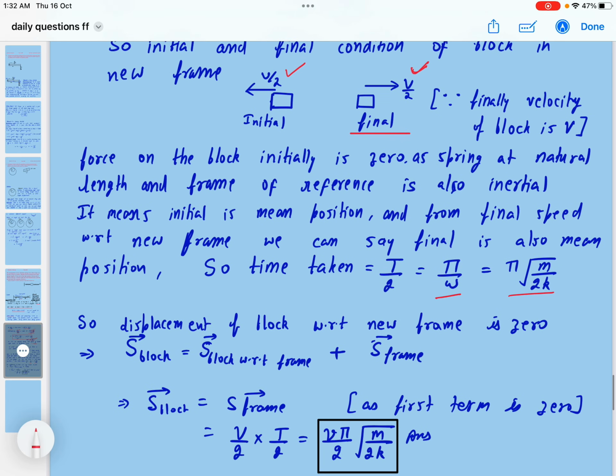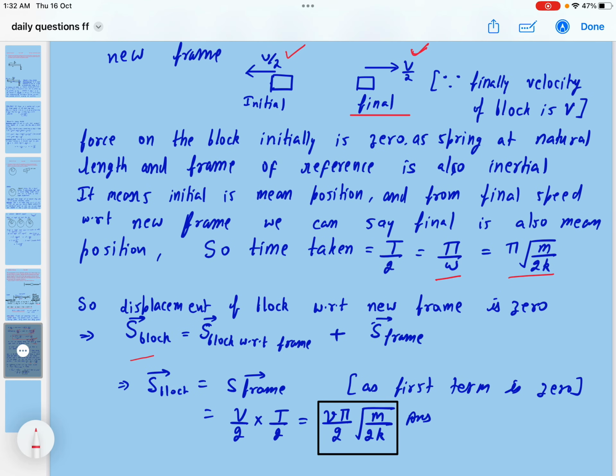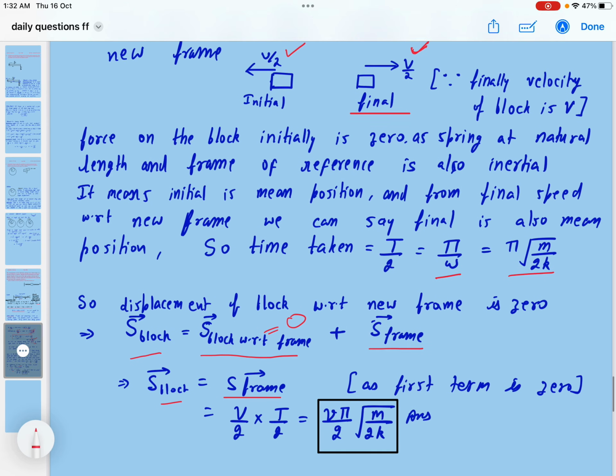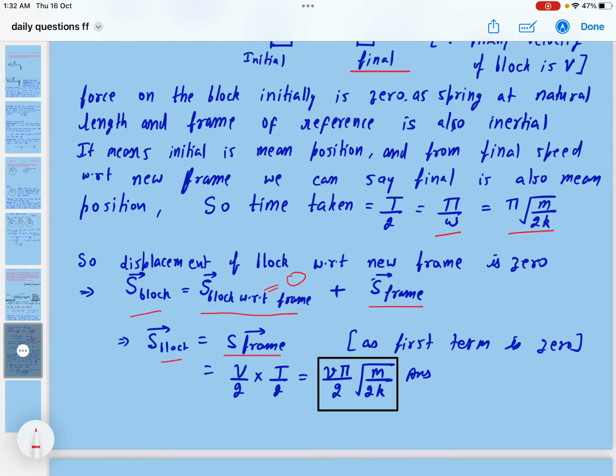Now I am writing the displacement of the block with a mathematical equation: displacement of the block with respect to frame plus displacement of frame. So the displacement of the block is equal to the displacement of the frame, because the block with respect to frame part is 0, so the first term is 0. Now the frame is moving with the constant speed of v by 2, and it is moving for time T by 2. So v by 2 into T by 2. So we are getting this as our answer.